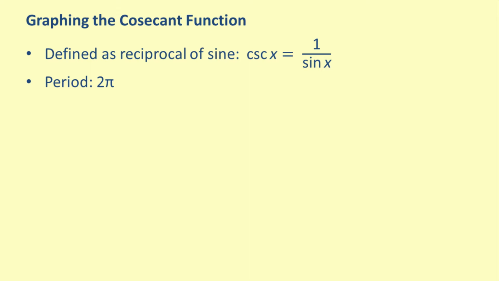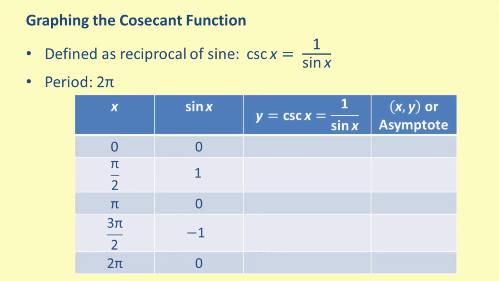We can explore the values of cosecant with the table shown here that includes sine values for x equals 0, x equals pi over 2, x equals pi, x equals 3 pi over 2, and x equals 2 pi. Let's start filling in the table by dividing 1 by all 5 values shown for sine of x. Remember that dividing by 0 is undefined. Thus, we get undefined, 1, undefined, -1, and undefined.